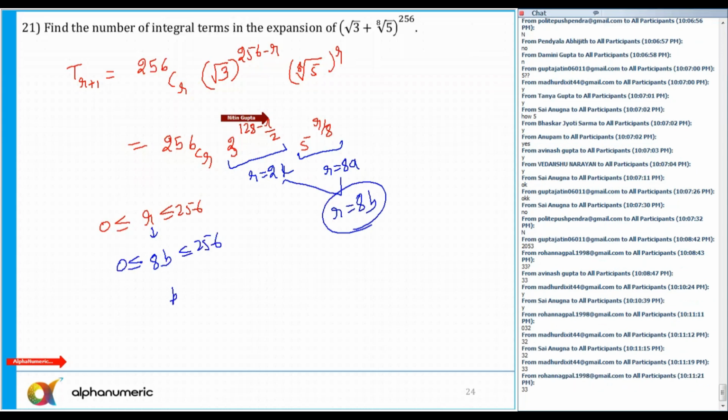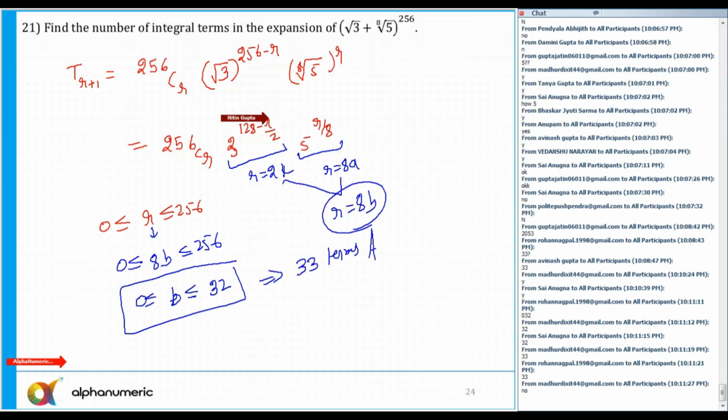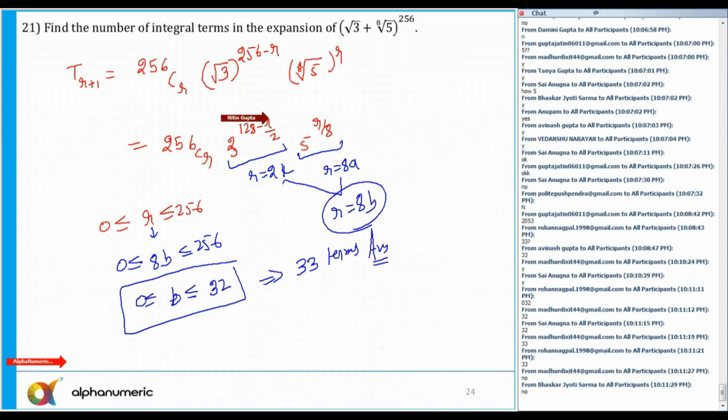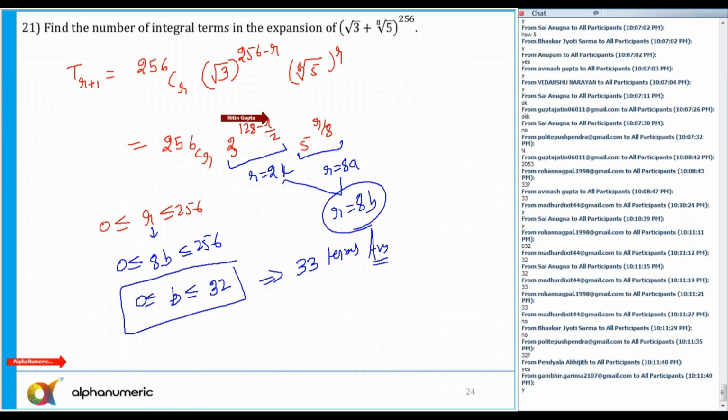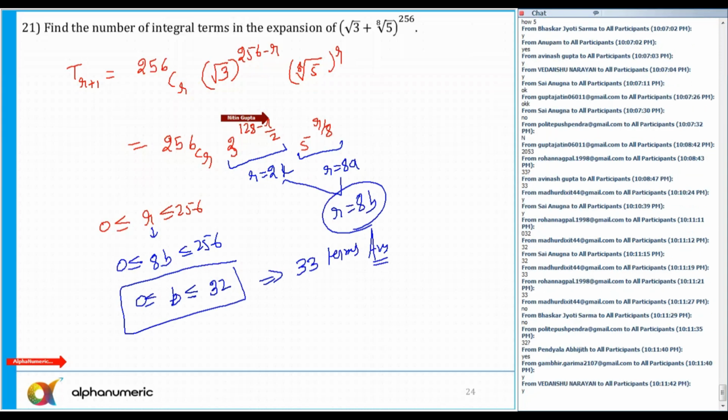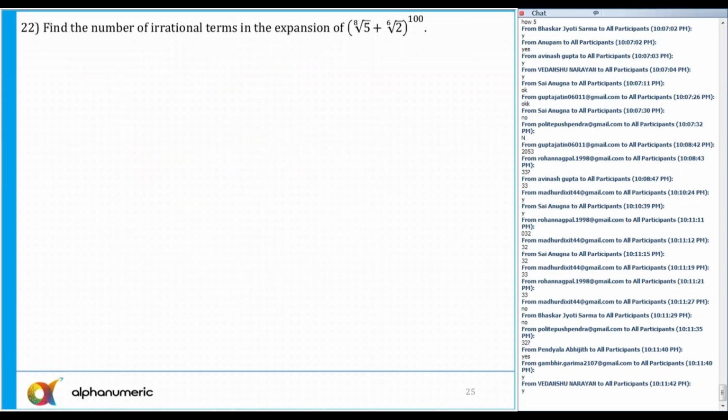Any doubts to anyone now? We have done a similar type of question even in the multinomial theorem, yes or no? We can use that approach also. So any doubts? Can I move to the next slide? Please tell me now. Okay. Try this.